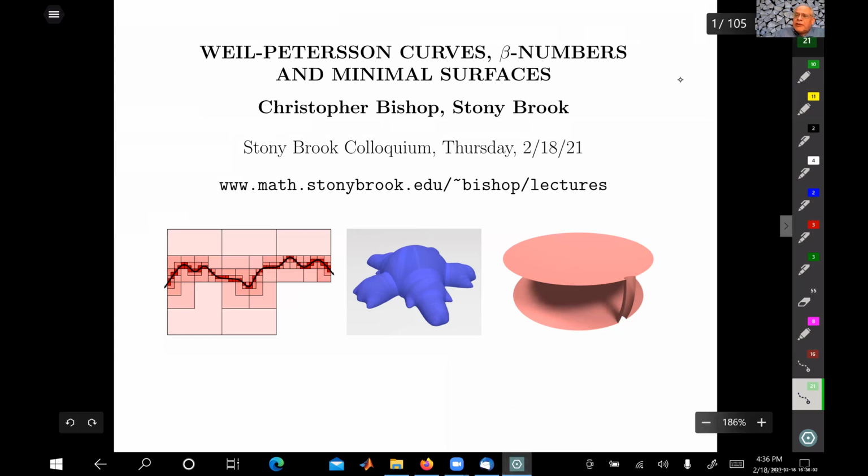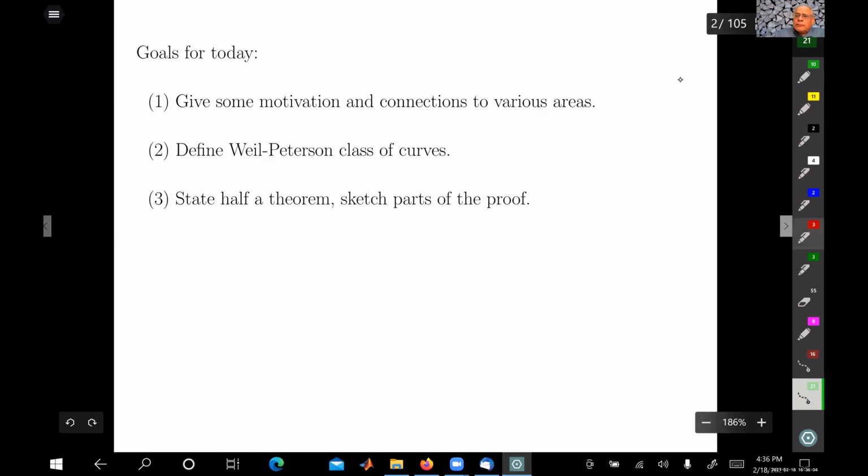So the plan for today is to give a little bit of motivation and some connections to different areas to try to impress you that it's an interesting topic. Then I'm actually going to define this class of Weil-Petersson curves. We won't get to that for about 10 or 15 minutes at least.